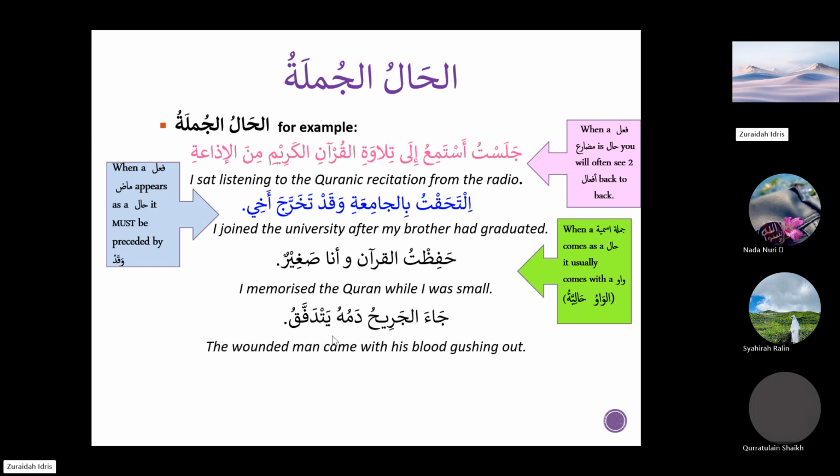So the wounded man came with his blood gushing out, because ta and shadda has that meaning of something coming out, like takharraja. It is also a form of emphasis in a way, because more letters added to an Arabic word adds more meaning to it. In this case, we don't need to put the waw haliyah. We'll look at this again, and why this is so, inshallah.